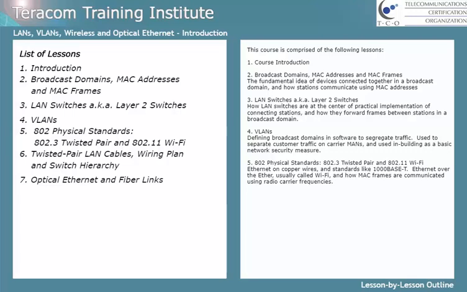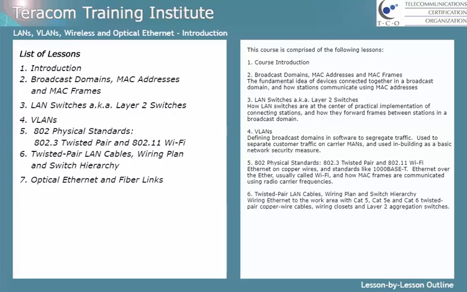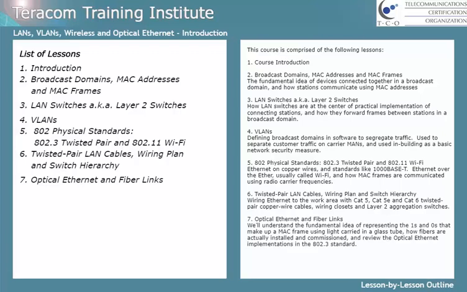Lesson 5 is on the 802 series of standards, and in particular 802.3, where it covers twisted pair, and 802.11 for Wi-Fi. We'll understand Ethernet on copper wires and standards like 1000 base T, and Ethernet over the ether, usually called Wi-Fi, and how MAC frames are communicated using radio carrier frequencies. Lesson 6 is twisted pair LAN cables, wiring plan, and switch hierarchy. Wiring Ethernet to the work area with Cat5, Cat5e, and Cat6 twisted pair copper wire cables, along with a discussion of wiring closets and Layer 2 aggregation switches and their layout in an office environment.